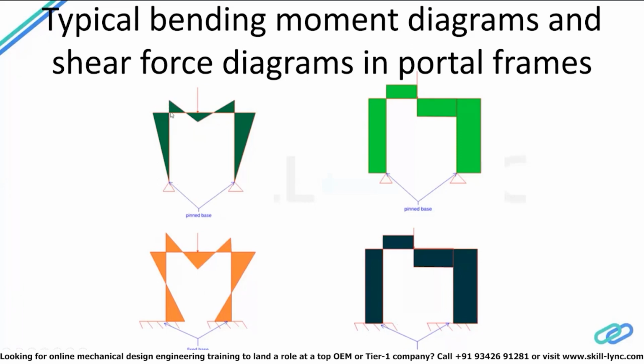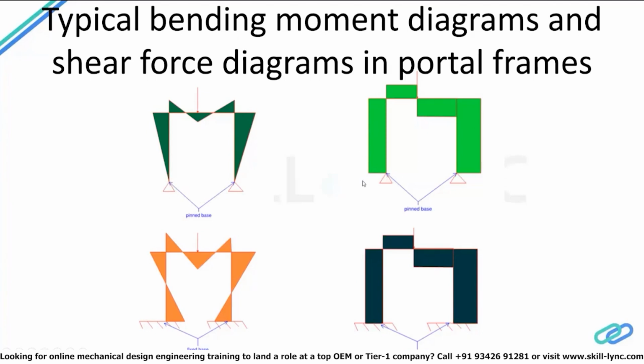And then after that, there's this moment over here, which is developed in the column, which is equal to the magnitude of the moment developed in the beam here for equilibrium of the joint. And that reduces linearly to zero moment here because this is a pinned support. And this is the shear force diagram that we see here for the column.